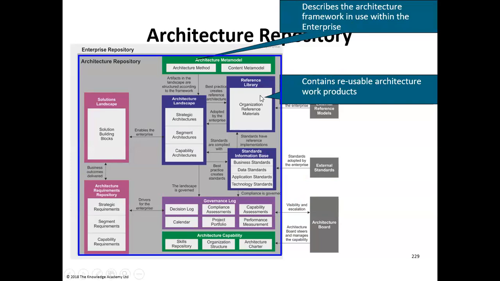What does a reference library basically contain? Any idea what a reference library is? The reference library is where you have templates or already used project documents which can be referred to. Correct. So the reference library normally contains best practice material, template material, and things like that, that can be used for the architecture work. So the reference library contains reusable architecture work products.